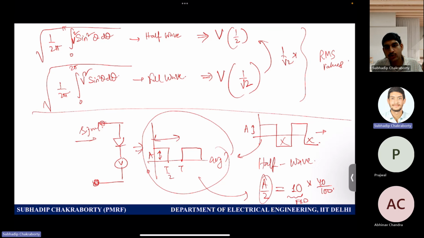And you need to do this for 3 cases: one for square, one for triangular, and one for sine. For the first one, the half wave rectified version, you have already calculated that the average strength is A by 2, so you can equate these two. And what is the A coming for the first case? Sir, 8 volt. Yes, 8 is coming, right?